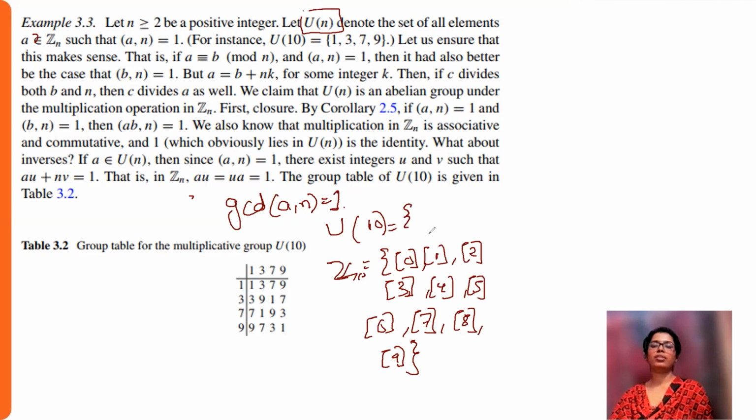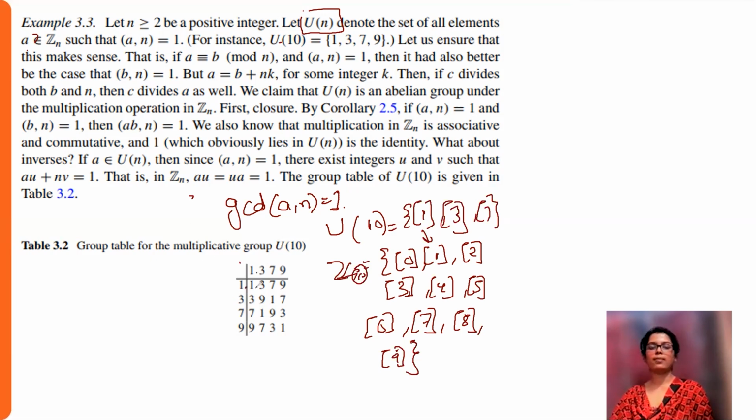Now, if you're talking about U10, it is the set of all the elements which are prime to 10. So which elements are prime to 10? We can take 1, we can take 3, we can take 7, and we can take 9, right? So these elements will be in our U10. And if we look into it properly, this will form a group with respect to multiplication. So from there, we can form the multiplicative group as well.